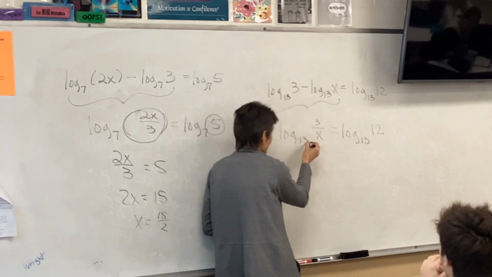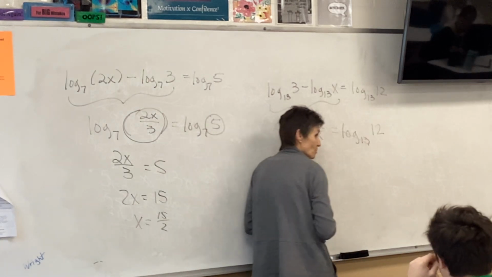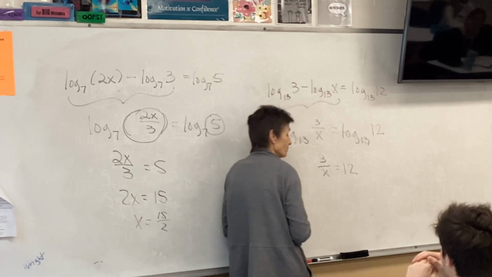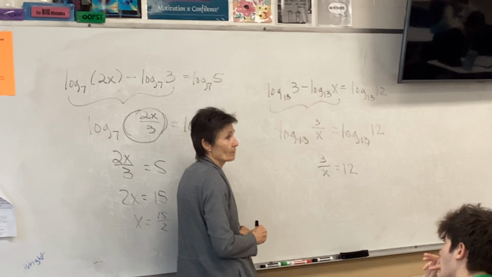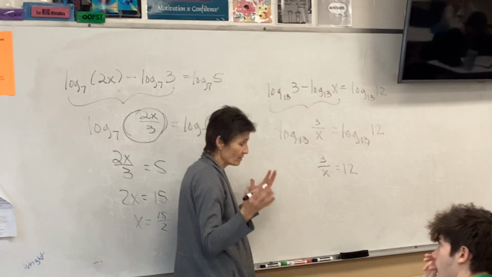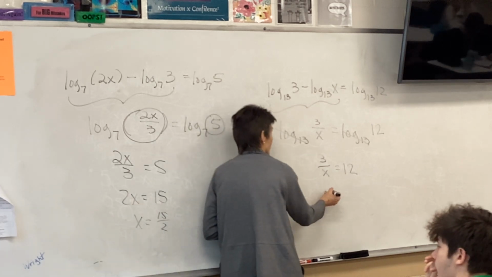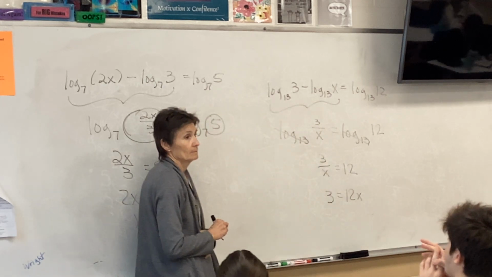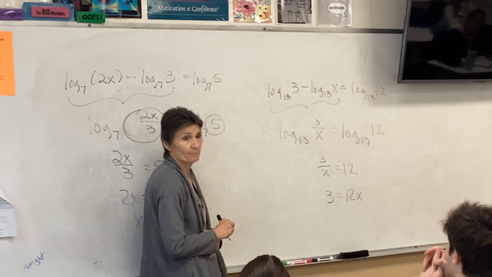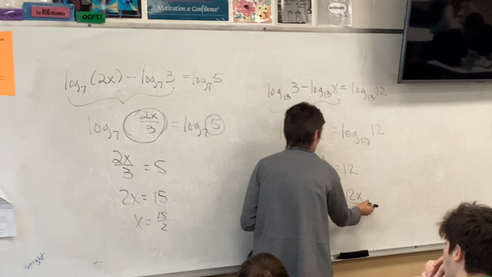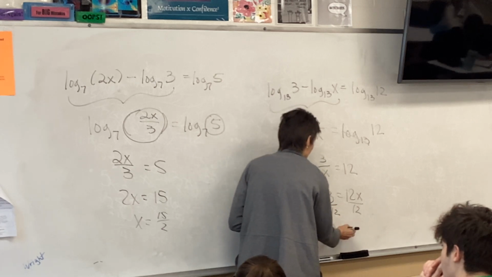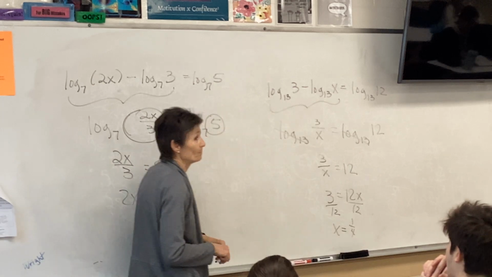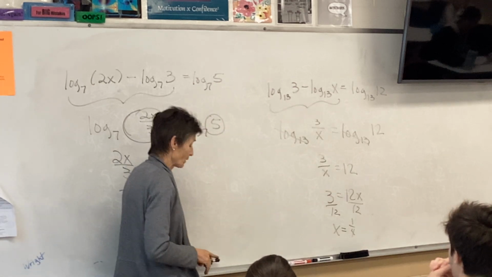Now, we have a log base 13 equal to a log base 13. So 3 over x equals 12. Again, don't panic, get rid of the fraction. Times by x, and then divide by 12. So it looks like x is 1/4. 3 over 12. Beautiful.